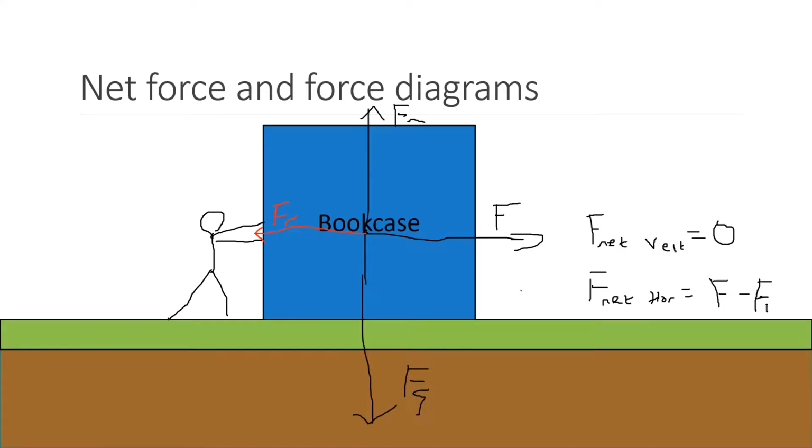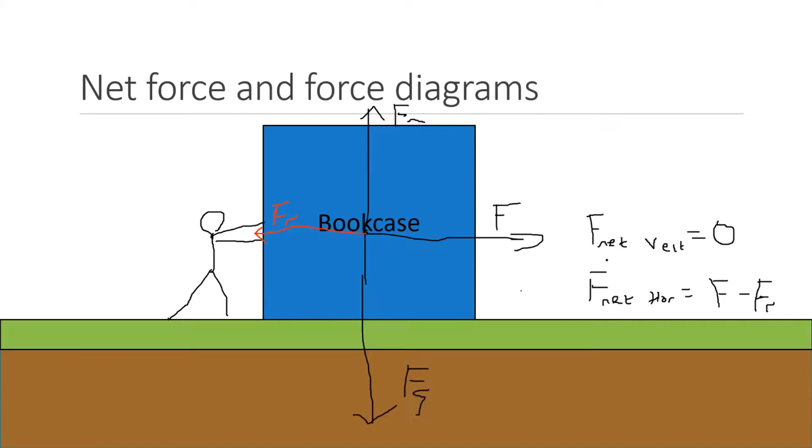And I'm keeping this a bit general here because if our frictional force and our push force are the same, then the net force is going to be 0. Obviously, our pushing force could exceed the frictional force, and then we could start moving that bookcase. Or our frictional force could equal our push force, and we could have some movement happening at a constant velocity.